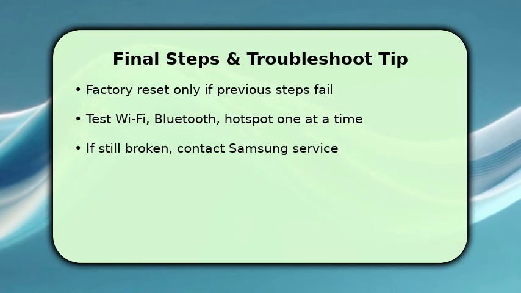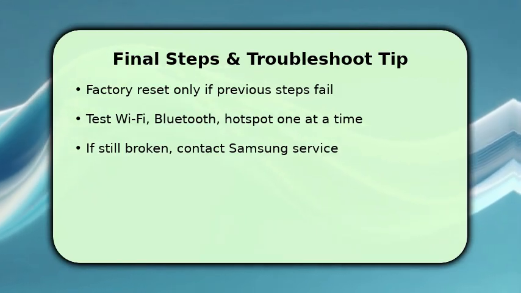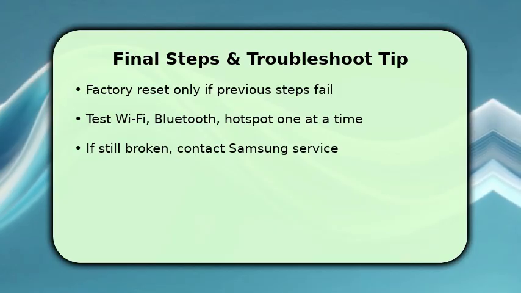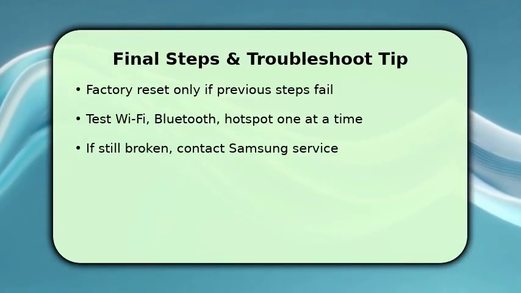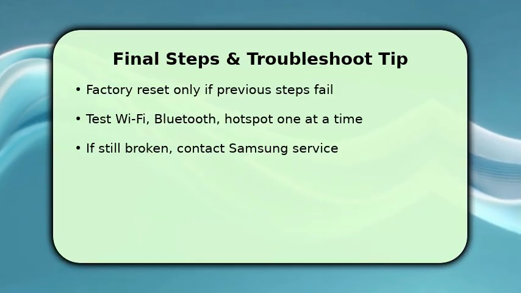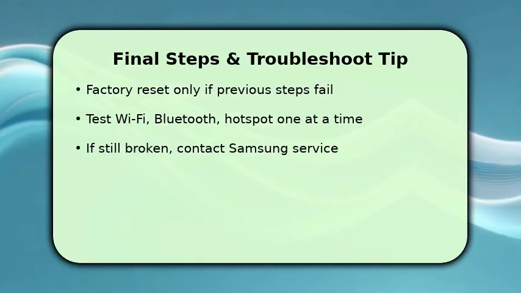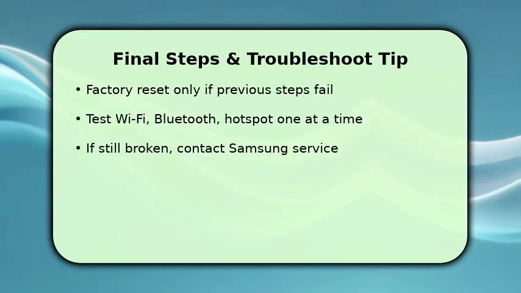If problems persist after cache wipe and updates, back up data and perform a factory reset. This resets firmware-level settings that might be corrupt. After the reset, set up the phone and test Wi-Fi first, then Bluetooth, then hotspot. Testing them one at a time ensures you spot the failing module.